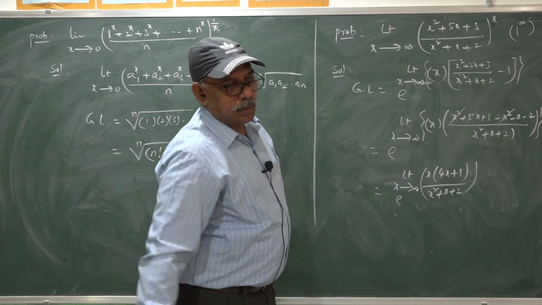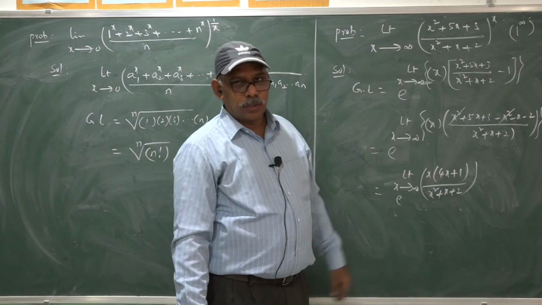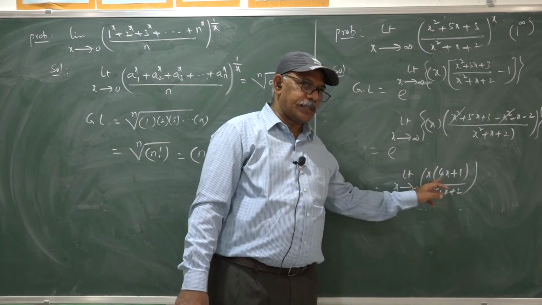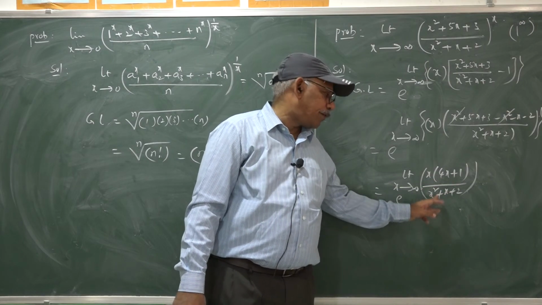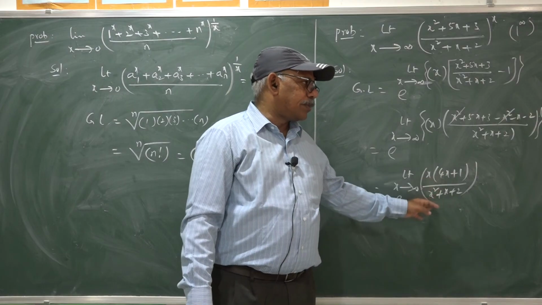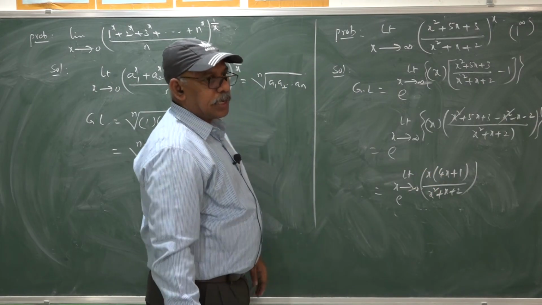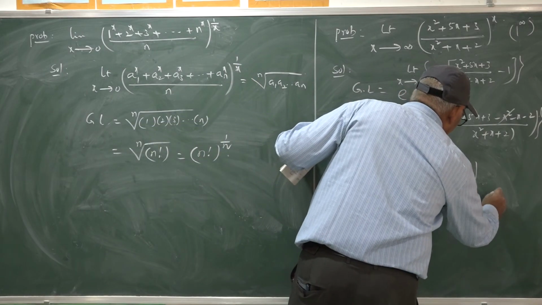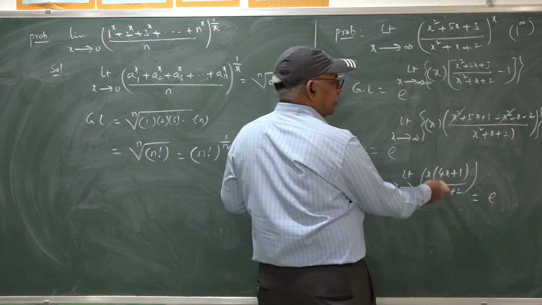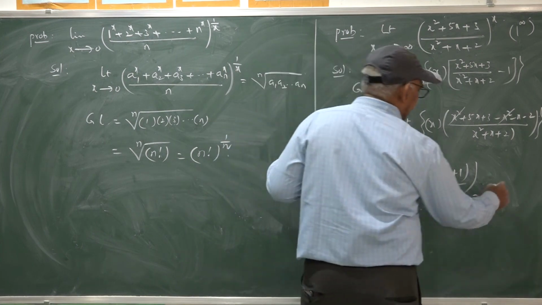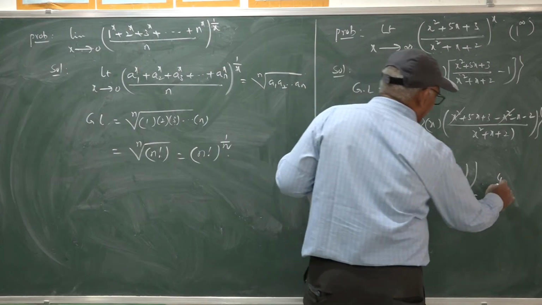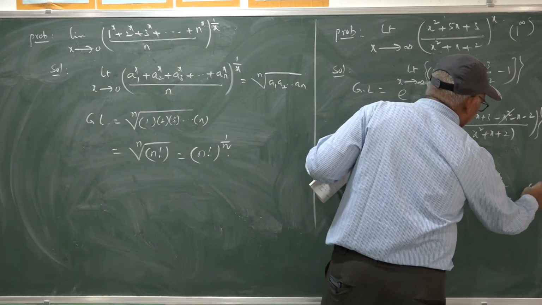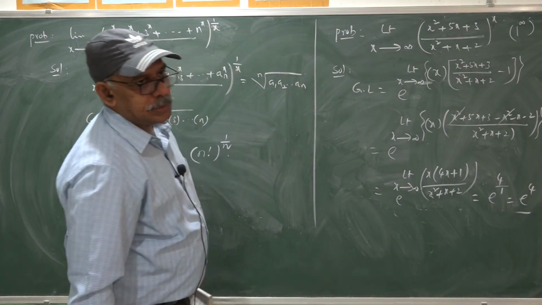Again, it is a rational function whose numerator's degree and denominator's degree are one and the same. Here the maximum power of x is 2 and here the maximum power of x is 2. So f(x) by g(x), where the numerator's degree is equal to the denominator's degree and x goes to infinity. In such case, e power, you have to take the leading coefficients of numerator and denominator. The leading coefficient of the numerator is 4 and of the denominator is 1, which gives us e power 4. The required answer is e power 4.